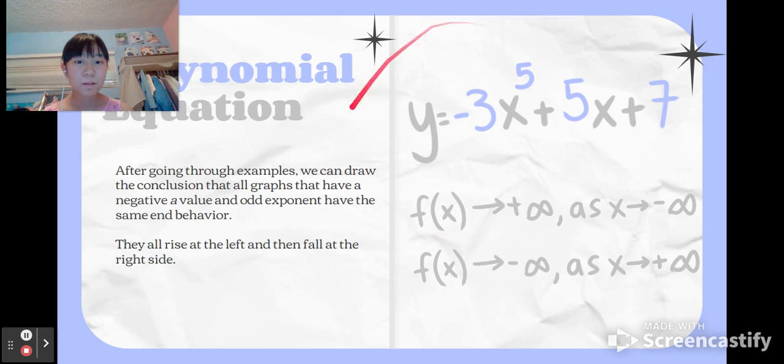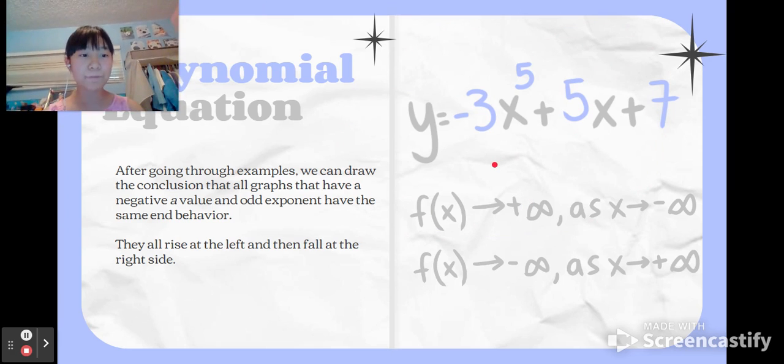So if we look at this polynomial equation, it says y equals negative 3x to the fifth plus 5x plus 7. We can first identify that yes, a is less than 0 and the exponent 5 is odd, as I said before. So we do know that its end behavior is f of x approaches positive infinity as x approaches negative infinity, and f of x approaches negative infinity as x approaches positive infinity.